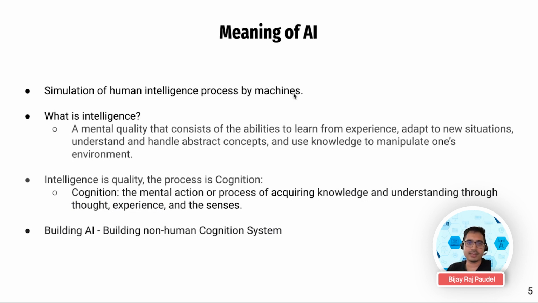We want to mimic that intelligence, but what actually is intelligence? There is this definition I copied. Intelligence is nothing but a mental quality, and it consists of the ability to learn from experience, adapt to new situations, understand and handle abstract concepts, and use the existing knowledge to manipulate one's environment. So this is intelligence.